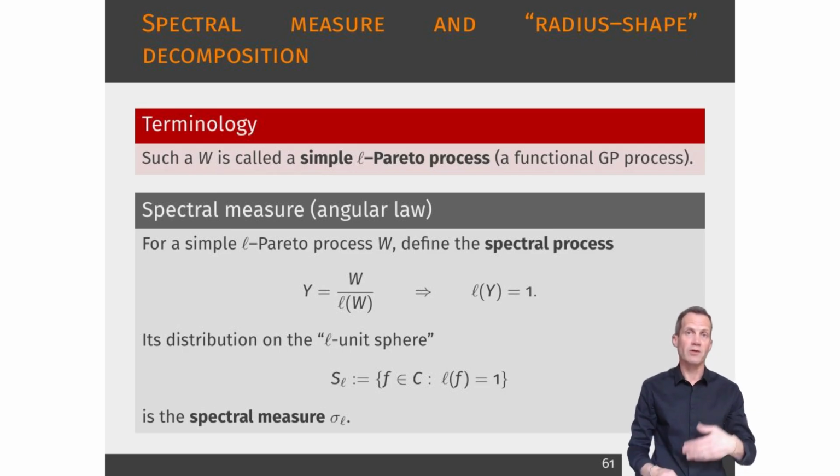The distribution of this normalized shape is called the spectral measure. It lives on the L-unit sphere, that is, on the set of functions whose cost is exactly 1. The idea is very similar to multivariate extreme value theory. We separate the radial part, which measures severity, from the angular part, which describes the profile of the extreme event.